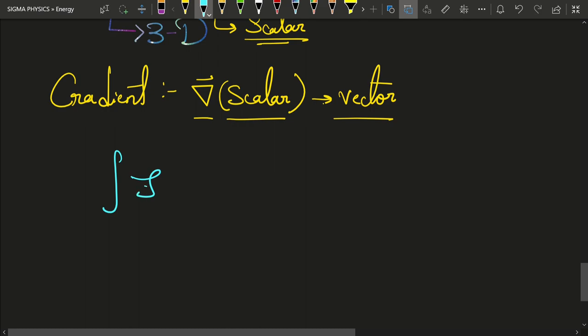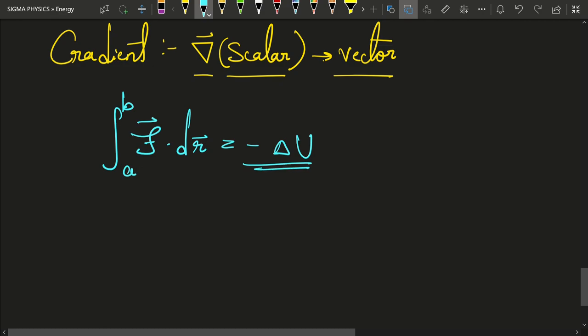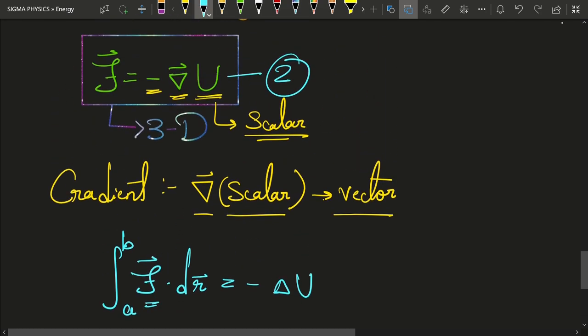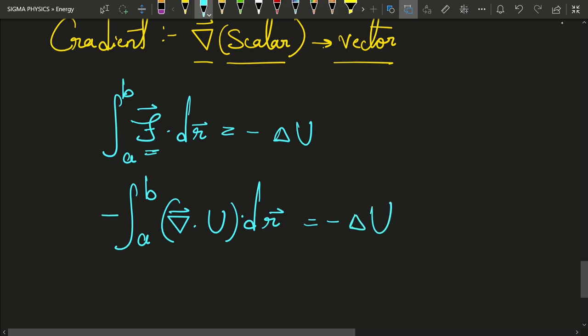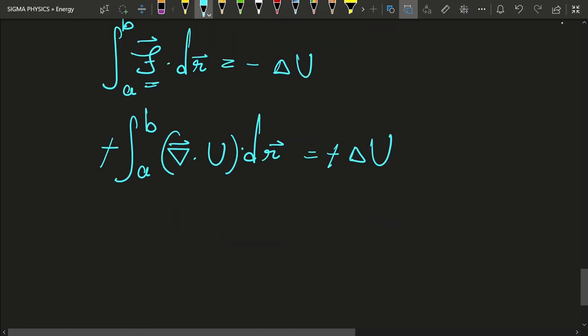And hence, as we have seen in our video on potential energy, we can write it in this manner as an integral from a to b as minus delta u. Now, this negative delta u is on the right hand side, but what we have on the left hand side is f dot dr, and we have just derived that f is the negative gradient of u, and hence I can write this integral in this manner. Now you can easily see that the negatives will cancel out, and what we'll be left with is this equation.